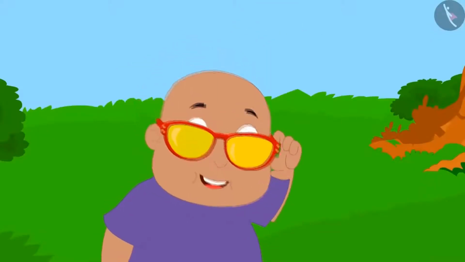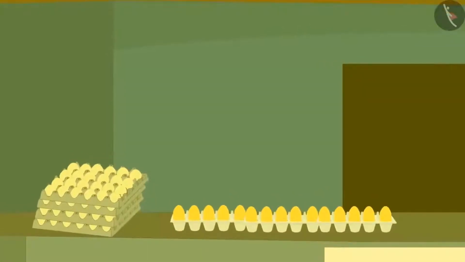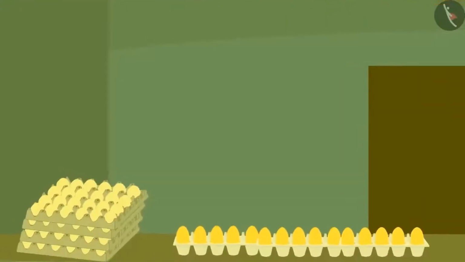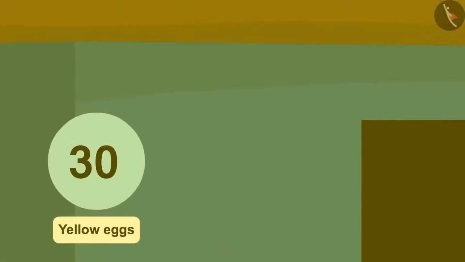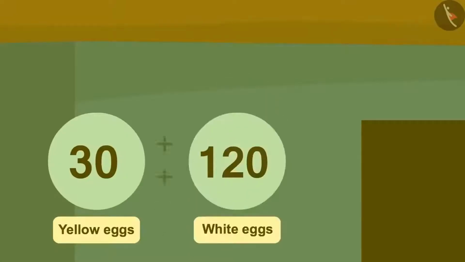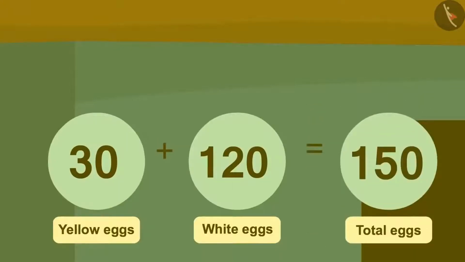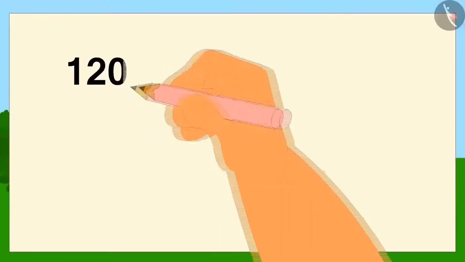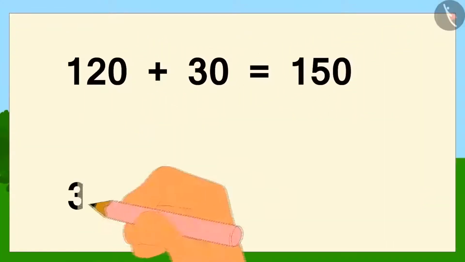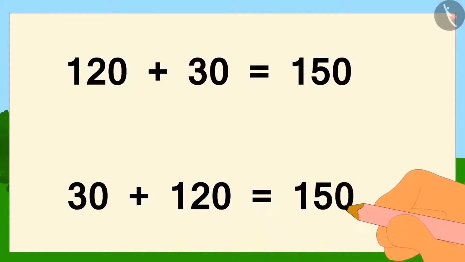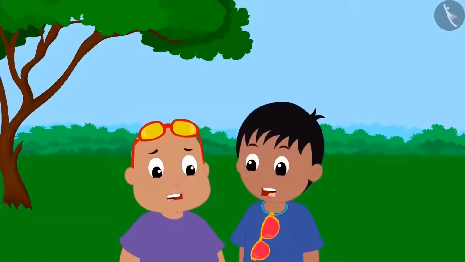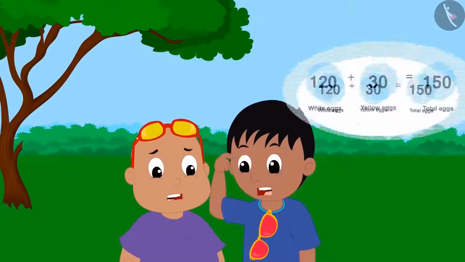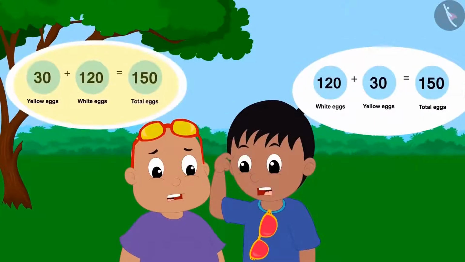Now Bablu put on his glasses and looked at the eggs, and he saw such a pair. On adding 30 yellow eggs and 120 white eggs, he got a total of 150 eggs. Now Bablu is also happily dancing. Raju and Bablu wrote down the addition on a paper as it appeared to them in their glasses. Raju and Bablu are surprised how their glasses showed the same addition in 2 different ways.